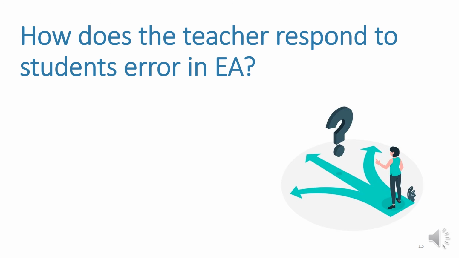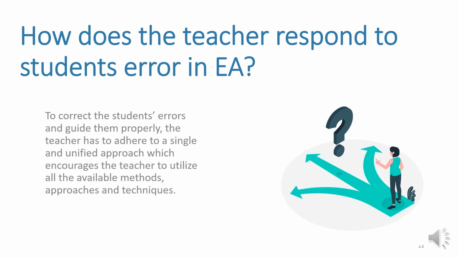How does the teacher respond to student errors in EA? Actually, the teacher has to identify one approach to respond to students' errors. Maybe he collects from different approaches or methods and makes for himself or herself a unique system of correcting errors. But he has to stick to this system.